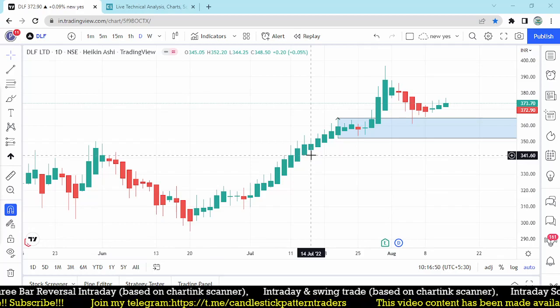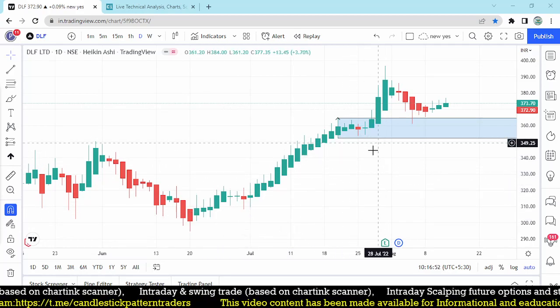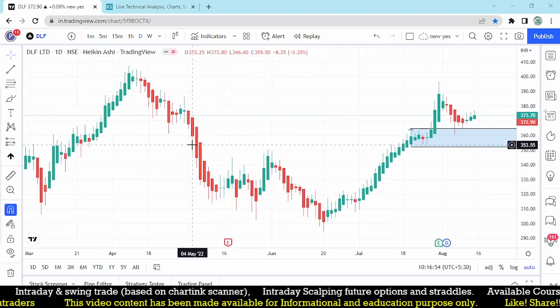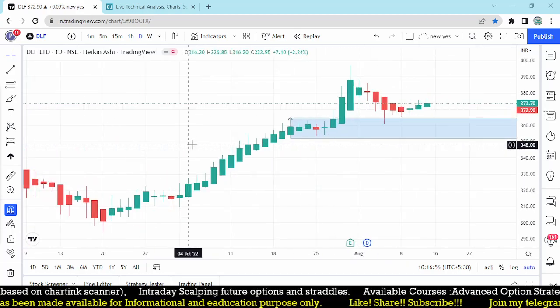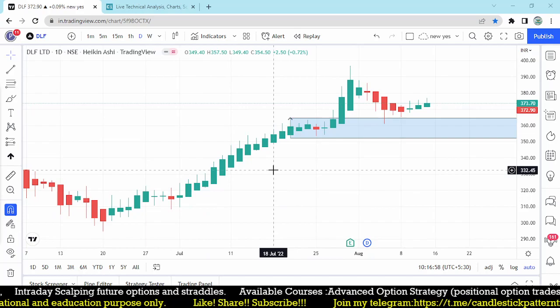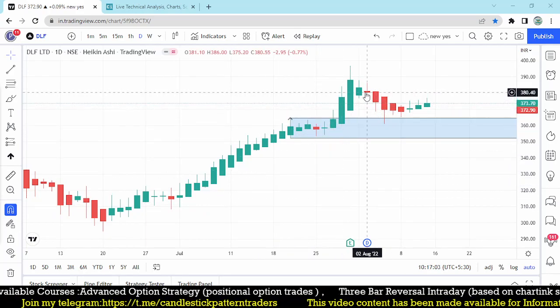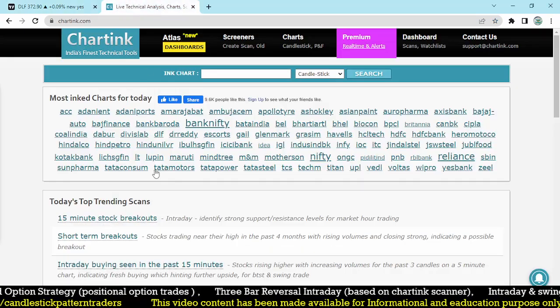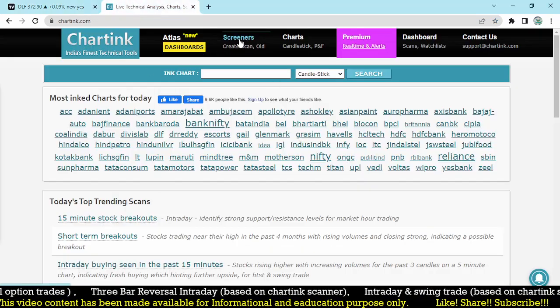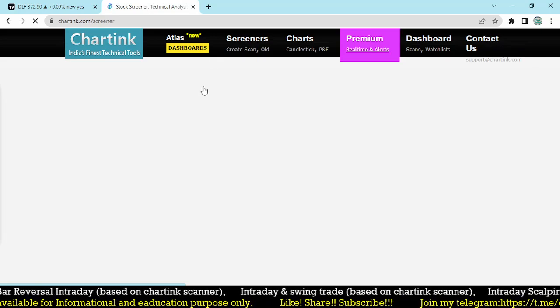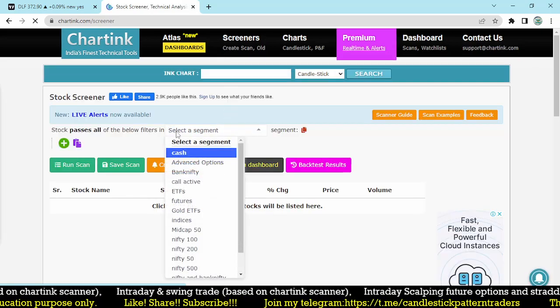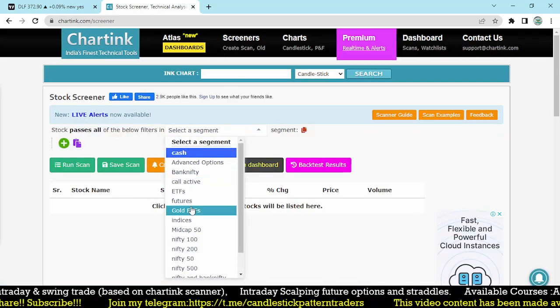So open, high, low, close, divide by 4. That bar is formed based on the formula. So in this candle, we are going to find out open equal to close. That means a doji. So if you want to create a charting scanner, you just click create a scan. I normally do it with futures stocks.